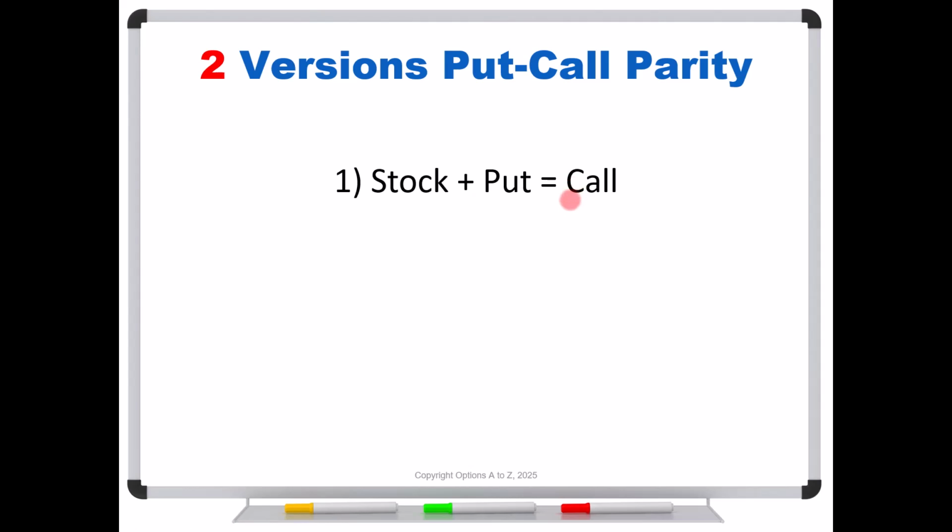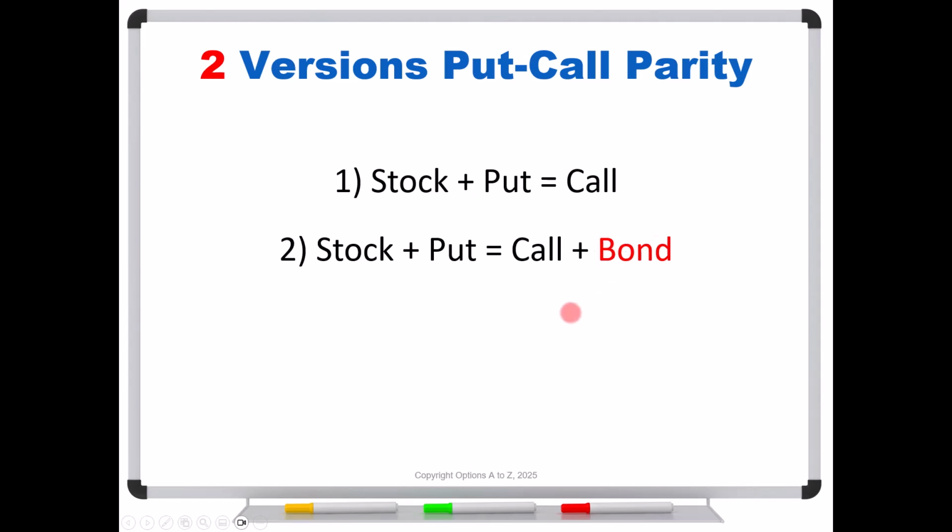What's the other? Well, the other is similar with the exception of this other piece out here. On the left, we have stock plus put equals call plus bond. See, up here we don't have the bond, we just have the call. This is a second put-call parity formula.